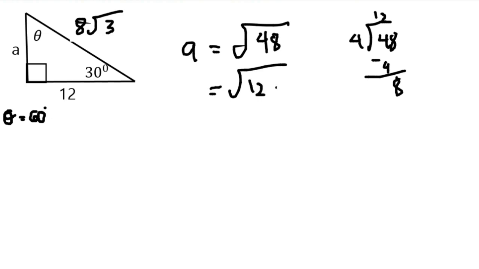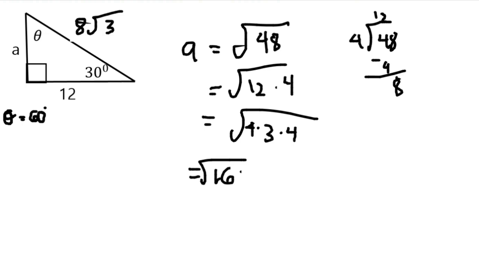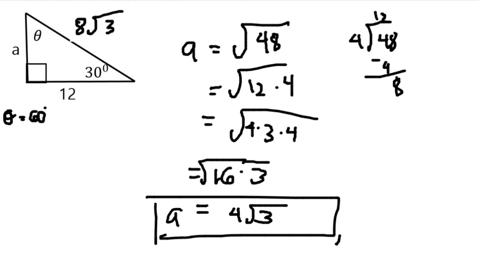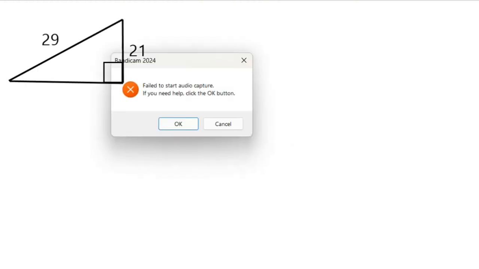So we can break this down into 12 times 4. And 12 can be broken down into 4 times 3 times 4. And then we can combine 4 times 4, which is 16, which is still in the radical sign. Square root of 16 is going to be 4, and we got this. So this is the value of a. So that's it for this problem. Now let's try another problem.